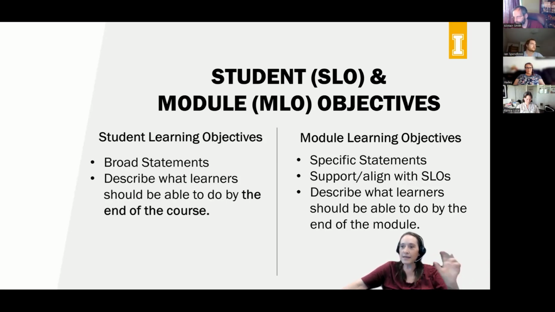Each module is going to hit on a different SLO and probably a combination of them. So the module learning objectives are very micro, based upon that module. What are you going to do in that module that aligns with and supports these broader SLOs? They describe what the learners should be able to do by the end of the module. So SLOs are what learners should do by the end of the course. MLOs are what students should be able to do by the end of the module. And they come together and align.